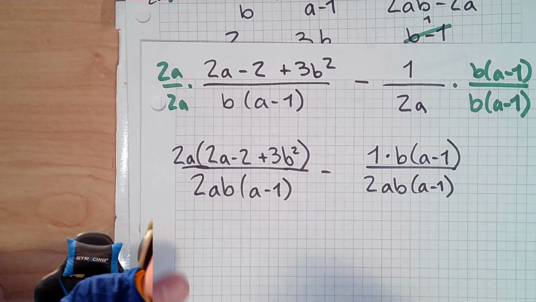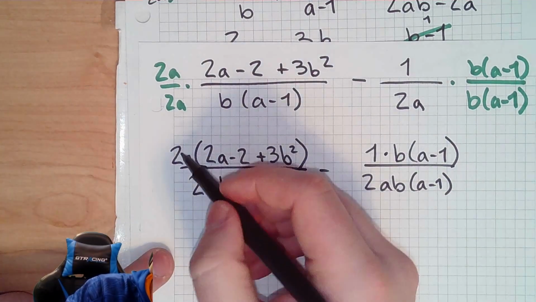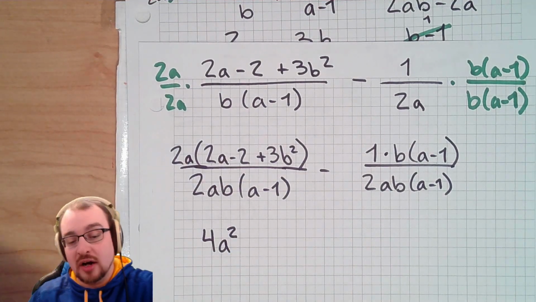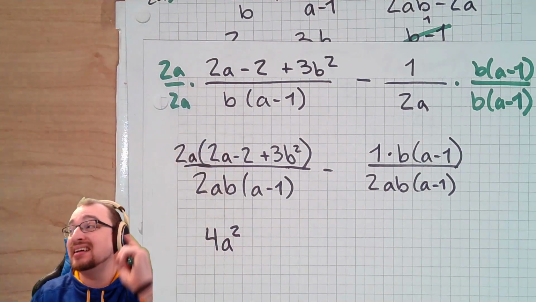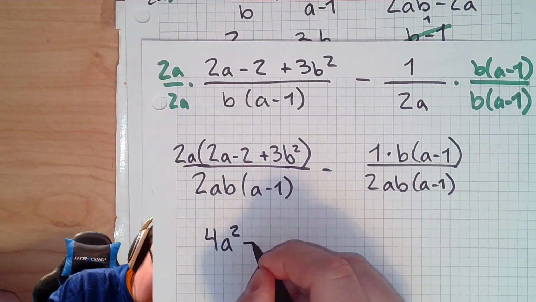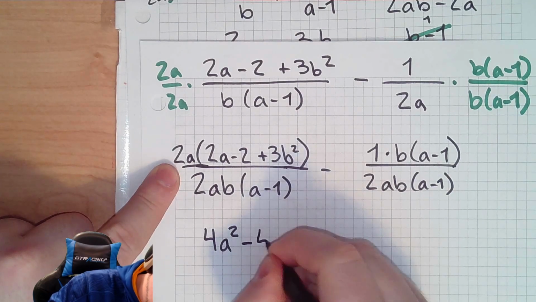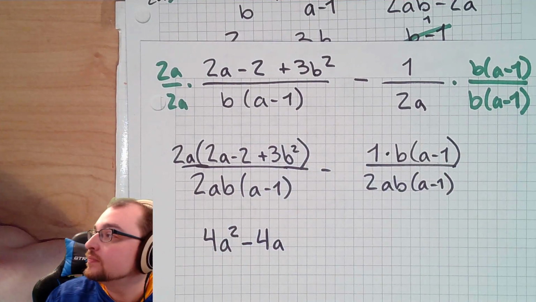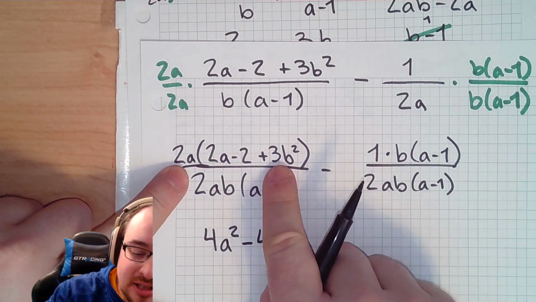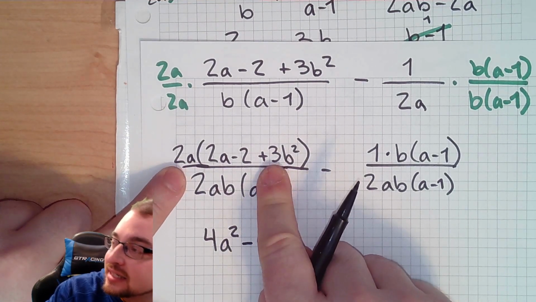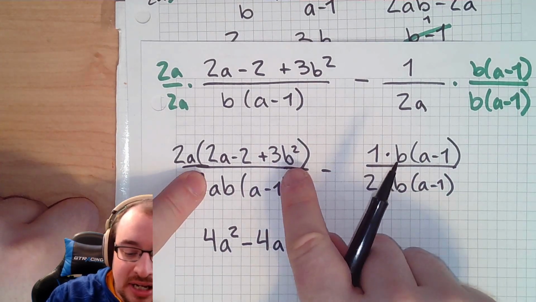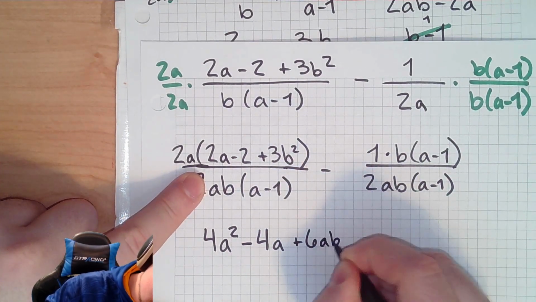So now what I'm going to do is distribute that 2a and get 4a squared. Don't forget that squared. 2 times 2 is 4, a times a is a squared, right? Then we get minus 2 times 2 is 4 times a, right? Double that 2a, make it negative. Then we get 2a times 3b squared. Well, that's 6 positive times a times b times b. Well, that's this.